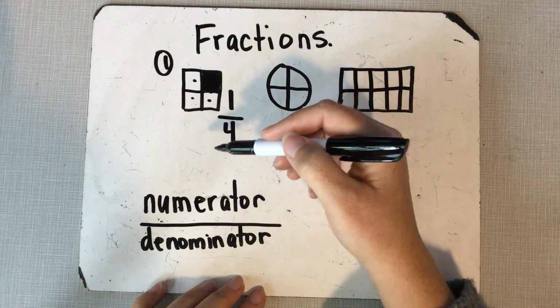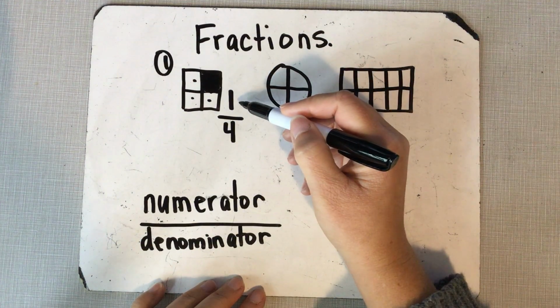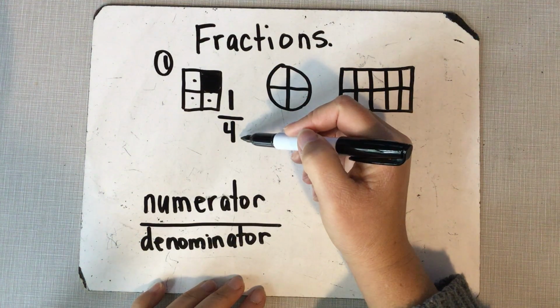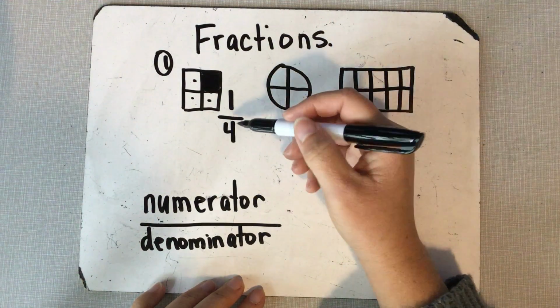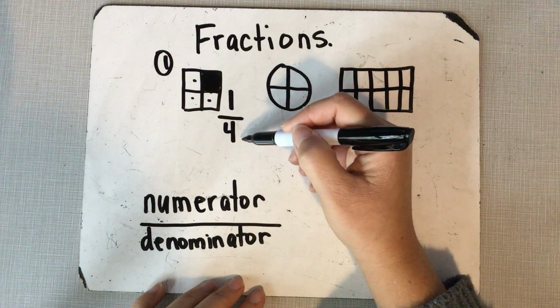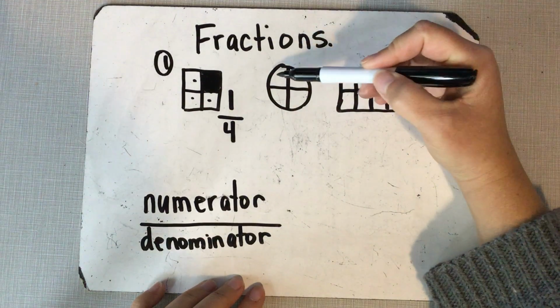When we're working with fractions in the beginning, that numerator is always going to be smaller than the denominator. We'll run into instances where it's not, but for right now, you want to make sure that the numerator is smaller than the denominator.